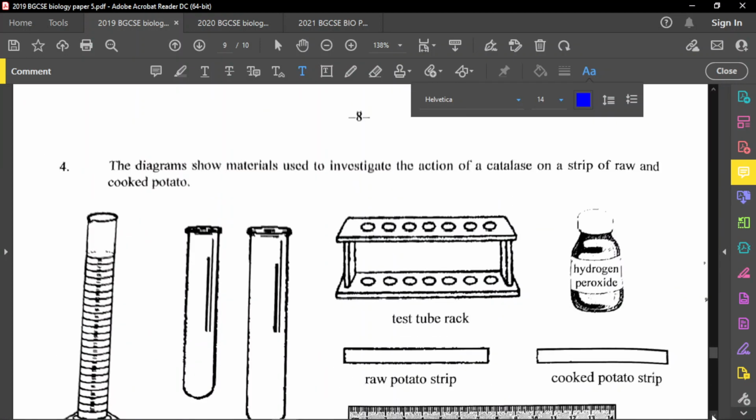Question number 4. It says diagrams show materials used to investigate the action of catalase on a strip of raw and cooked potato. Now, I want to talk about catalase a little bit. Catalase is an enzyme. Matter of fact, once you see the ending with ASE, you know it's an enzyme.